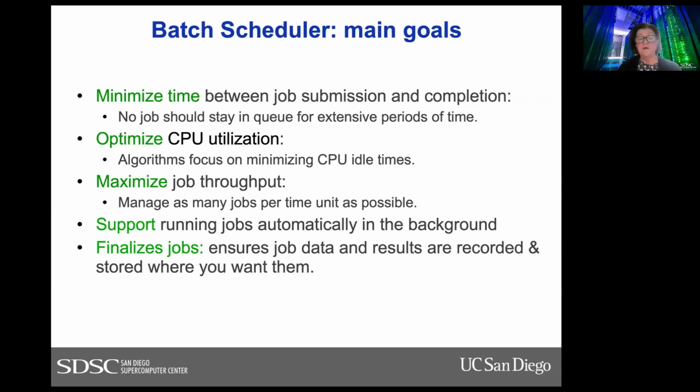Again, we don't want a user asking for 10 nodes when they only need one core on one node. So we optimize that so that it also checks for job requirements, and then maximizes the job throughput, running as many jobs as it can, and has the back-end infrastructure to support running these jobs automatically in the background. And then to wrap up, finalizing the job information so you know what happened.